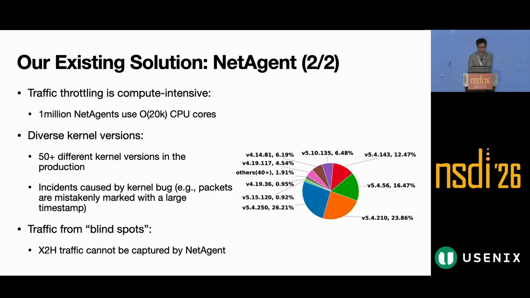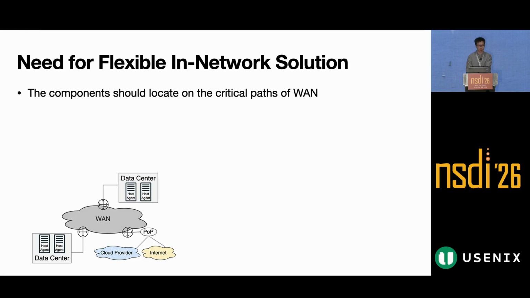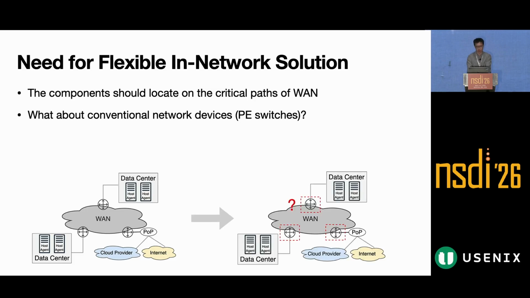And challenge three: traffic from blind spots. Due to the X2H traffic in our backbone network, part of the network traffic cannot be captured by the host agent, causing blind spots. So we argue that the component should be located on the critical path of all types of WAN traffic. The next question is, what about conventional network devices, such as PE switches, like this? Can we do bandwidth enforcement in PE switches?